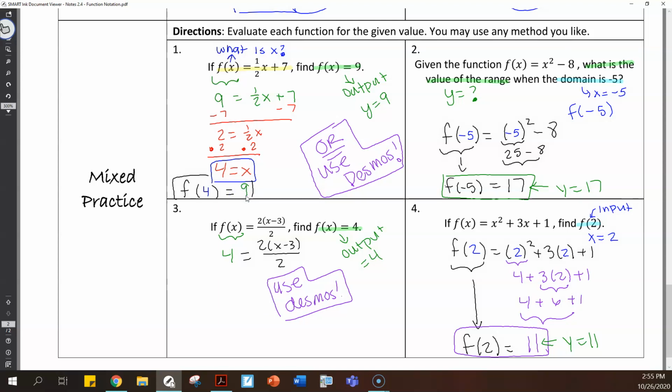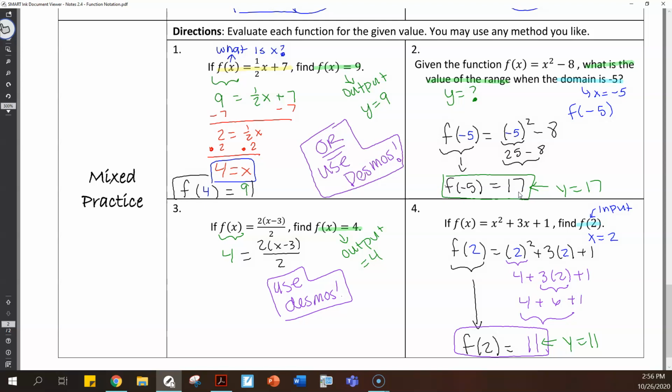All right. Number 2, given the function f of x equals x squared minus 8, what is the value of the range? So they're asking for the y. Remember that the range is the y value. What is the range when the domain is -5? So they already give you x. This is good. When they already give you the input value, all you have to do is plug it into the function. So I've got f of -5, and anywhere I had an x, I plugged in that -5 with my parentheses. When I solve that, I should get f of -5 equals 17. They already gave me the input value. I'm finding the output value.